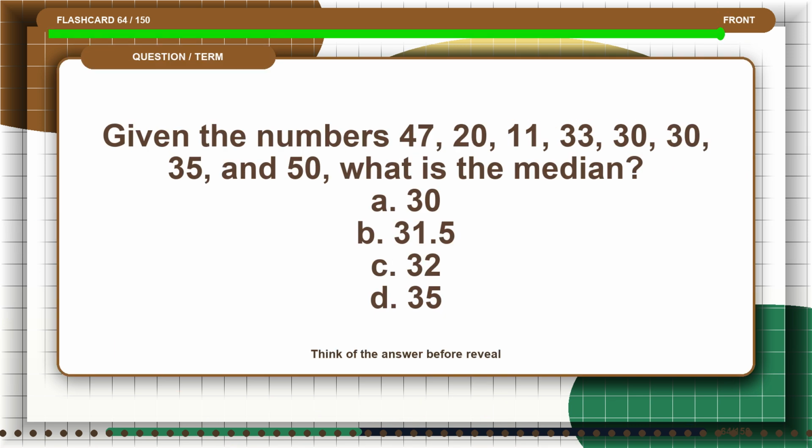Flashcard 64. Given the numbers 47, 20, 11, 33, 30, 30, 35, and 50, what is the median? A. 30, B. 31.5, C. 32, D. 35. Think of the answer before the reveal.